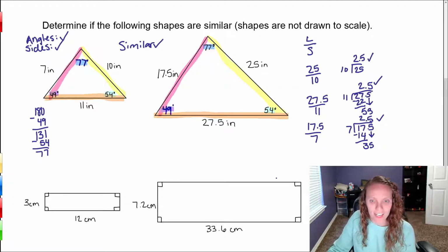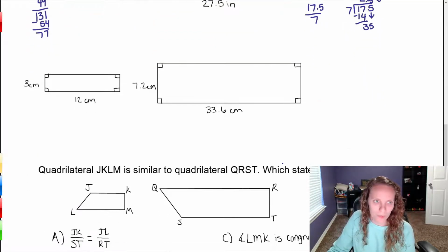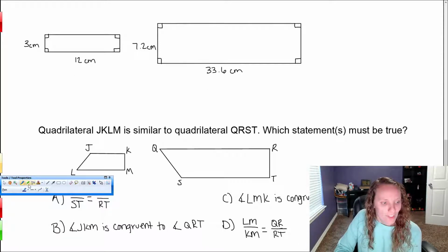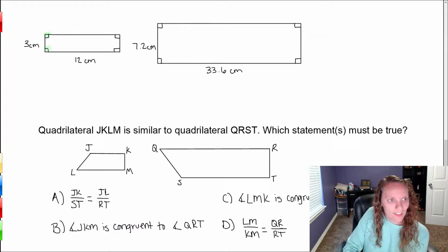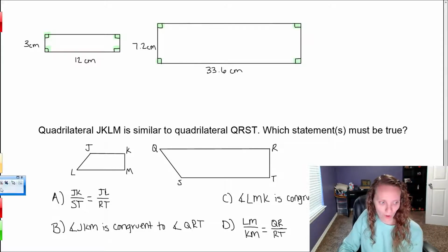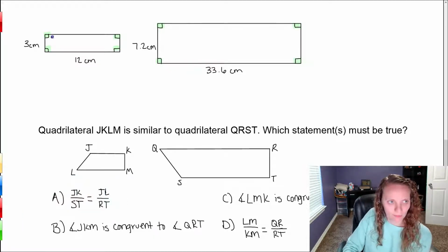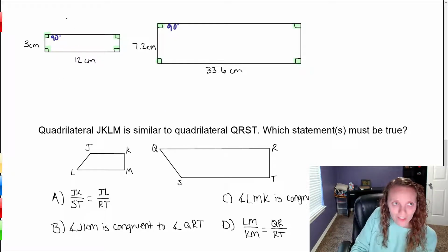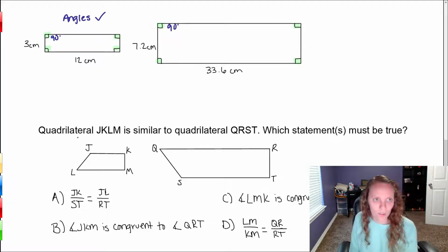Alright, let's check the next two and decide, are these similar or not similar? So remember, we have to check the sides and we have to check the angles. Now, if you can remember, when there's a little box in the corner, so like here, here, these angles are called right angles. And right angles are all 90 degrees. So since all of these are labeled with a 90-degree angle, we know that the angles are congruent. They're all 90. They're all the same. Okay, so the angles check out.